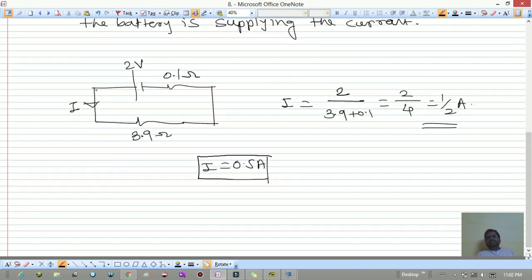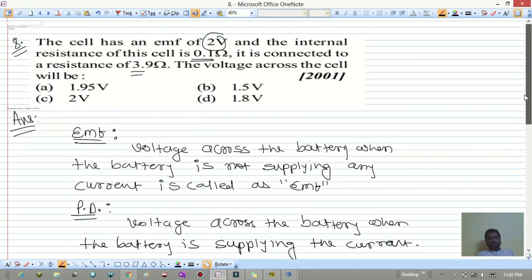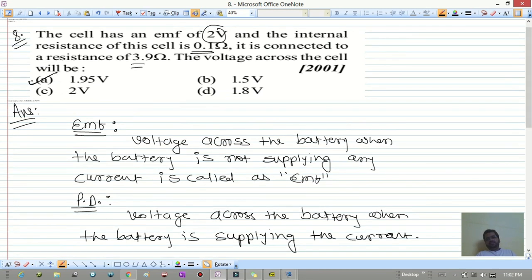We want what is the potential difference across this battery, right? So this is the battery which consists of the EMF and the internal resistance. So we'll start with VA. This is plus, this is minus, this is plus, this is minus. VA minus 2 plus 0.5 into 0.1 is equal to VB. So we want VA minus VB, that is the potential difference, the voltage across the cell. So 2 minus 0.05, which is equal to 1.95 volt is the potential difference across this battery, and it is given in option A. So I hope this is clear.